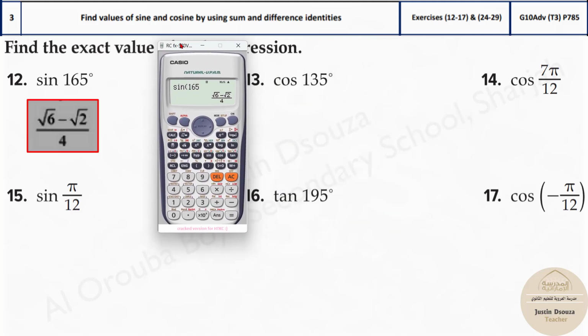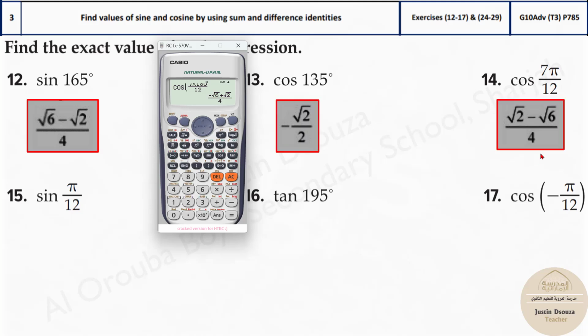Now, what if it is in pi, radians? You can shift the mode and change it. But what I would personally suggest is just type cos 7 by 12. Wherever pi is there, it's after 7, right? Just multiply it by 180 because pi in terms of degrees is 180. That is the answer. You can see.